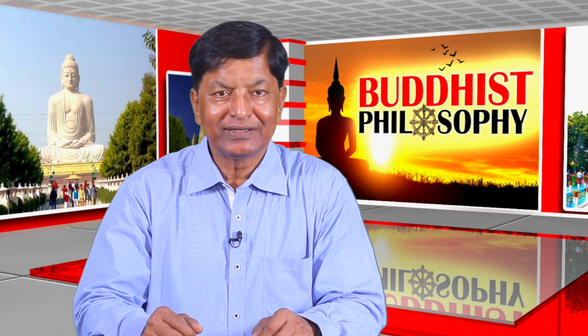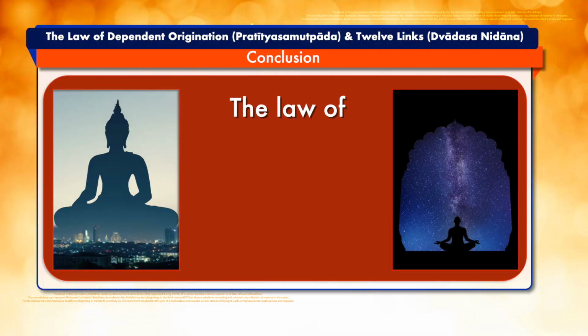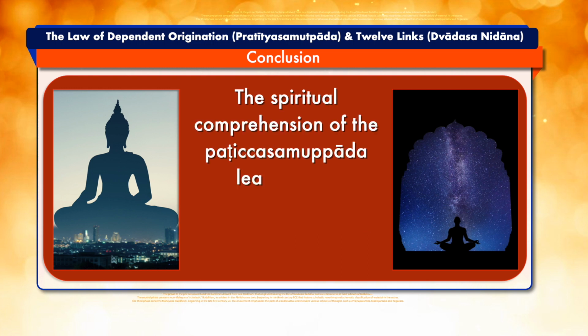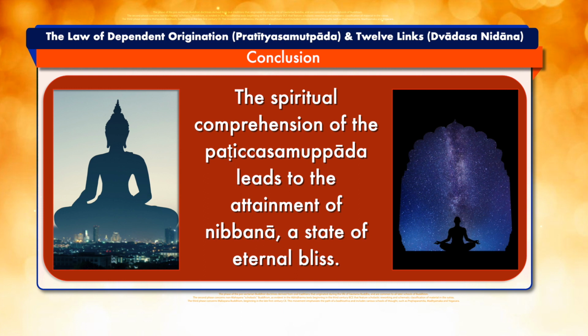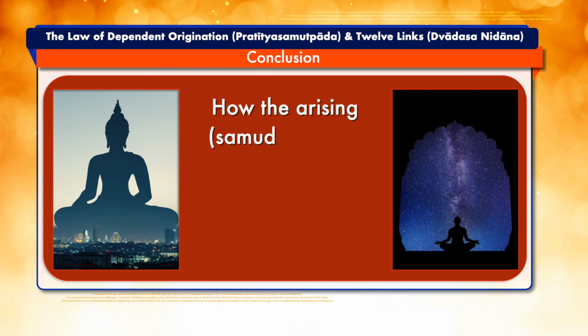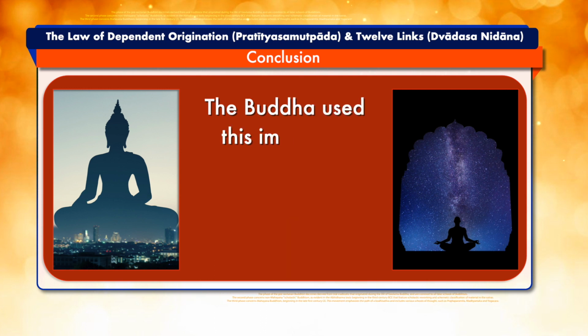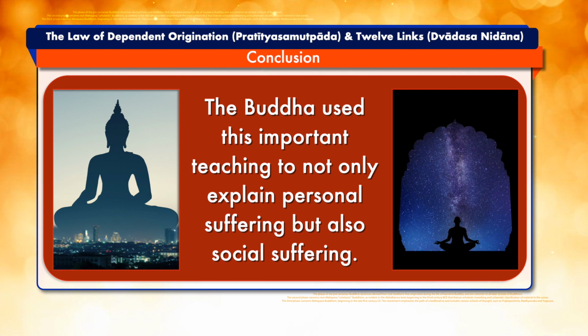Now we are going to give concluding remarks of this module. Thus, it can be summarized that the law of dependent origination is profound in its nature. The spiritual comprehension of the paṭiccasamuppāda leads to the attainment of Nibbāna, a state of eternal bliss. The objectives of the teaching are to show how arising, samudaya, and cessation, nirodha, of suffering, dukkha, takes place. The Buddha used this important teaching to not only explain personal suffering but also social suffering.